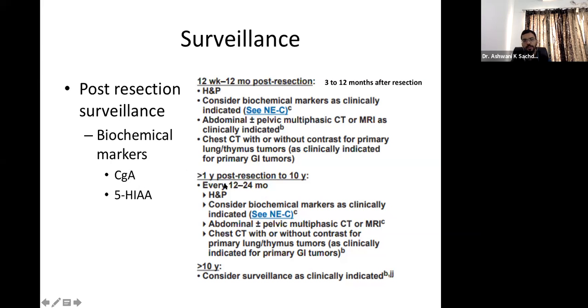After 1 year of resection, surveillance should be done every 1 to 2 years, with history and physical examination, biomarkers, and abdominal or pelvic CT/MRI, and chest CT more in case of lung tumor, but if clinically indicated, then for GI tumors also. And after 10 years of resection, routine surveillance is not required, only as clinically indicated.